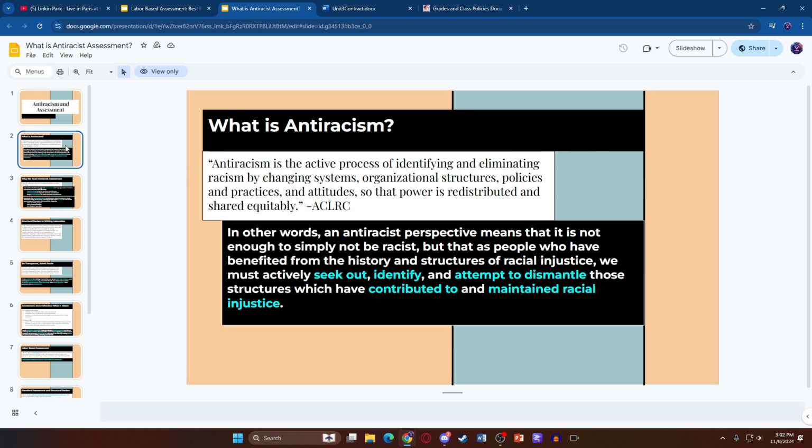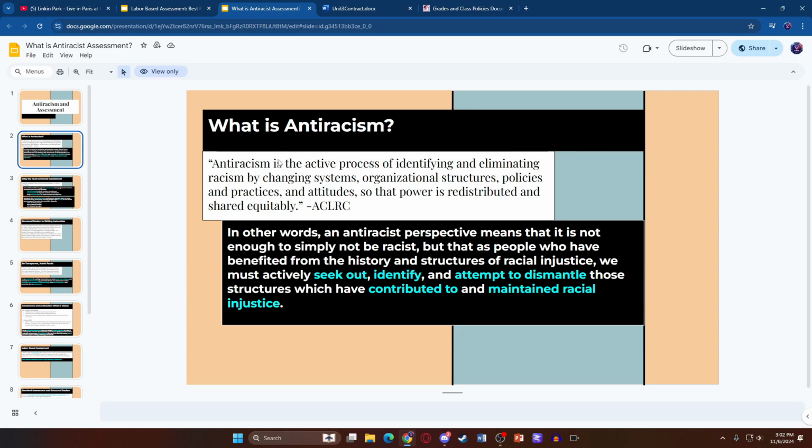Okay, so usually at the beginning of this talk, what I do is I walk through. So, labor-based assessment is traditionally associated with the aims of anti-racism and anti-racism assessment. So here I'm going to try to distinguish what those two things are, how labor-based assessment supports anti-racism, and how it is different in some ways.